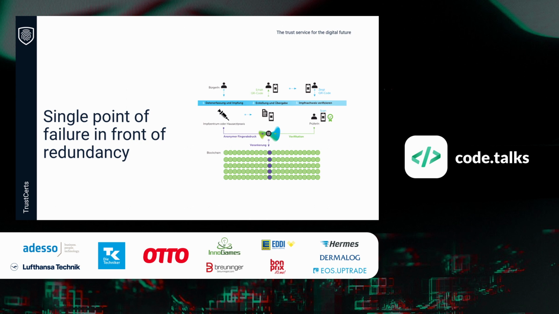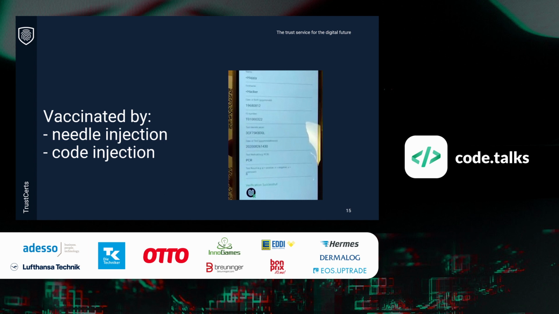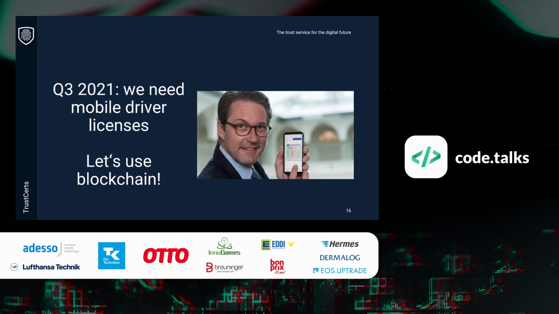But this wasn't the biggest part, because normally when you get injected, you get the vaccine by needle. There was another one, a code injection, because you had the credential as a QR code, and some guys at Golem found out that when I add some characters at the end, I can manipulate the input fields and show, well, this credential was valid. Sorry, Hubert. And IBM. This was the first fail in Germany.